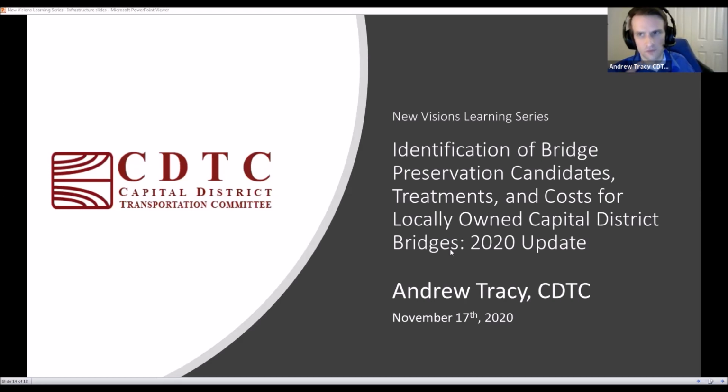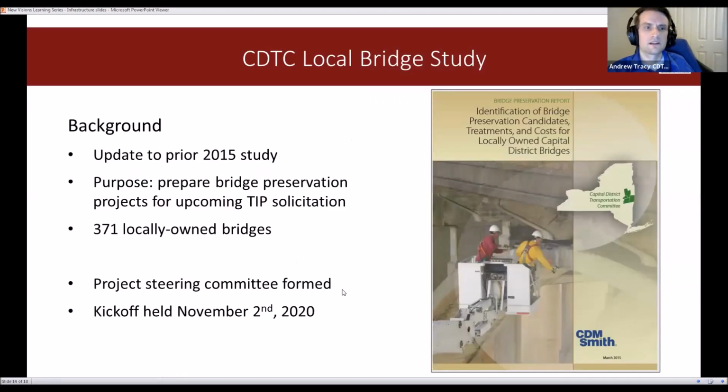I guess I should have just rolled directly into these, but three more slides regarding one of our new work program tasks. This is a new technical study that we just kicked off just a couple of weeks ago. The long name for the study is Identification of Bridge Preservation Candidates, Treatments, and Costs for Locally Owned Bridges, a 2020 update. In brief, we've been referring to it as the Local Bridge Preservation Study. And this study that we just kicked off on November 2nd is an update to a prior study from 2015 with largely the same scope.